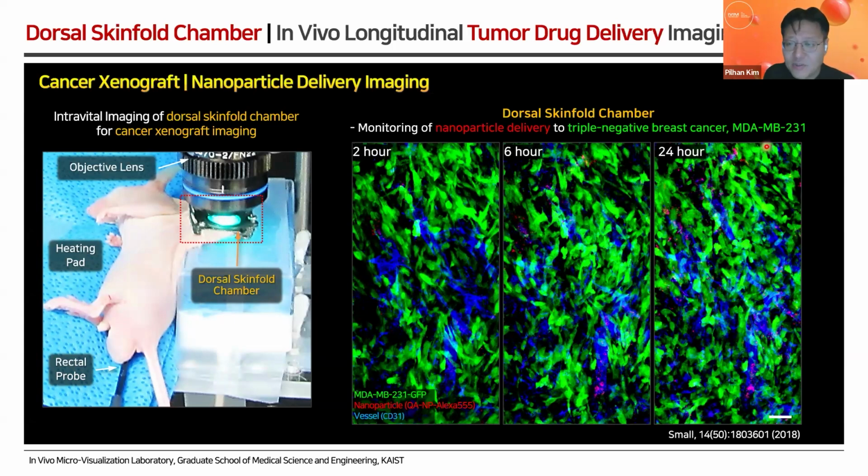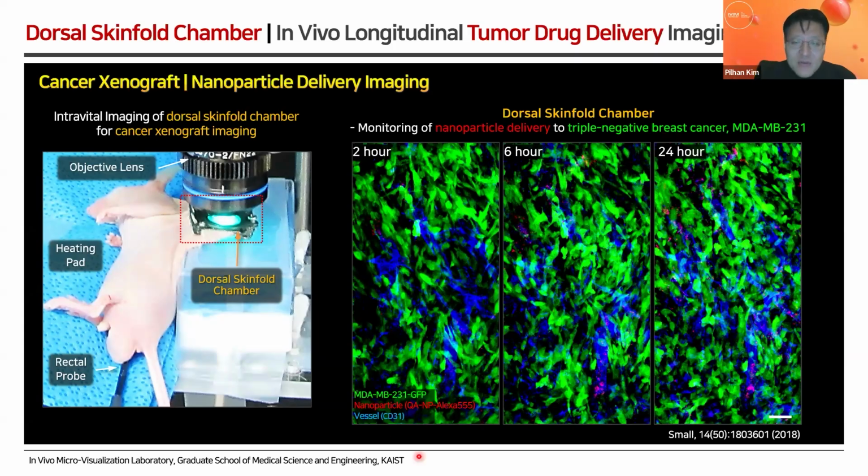So this is one example. In here, we inject this human triple negative breast cancer cell line, MDA-MB-231 GFP. Then we let these tumor cells grow for 2 weeks. So we can see this nice development of this breast tumor at the single cellular level.